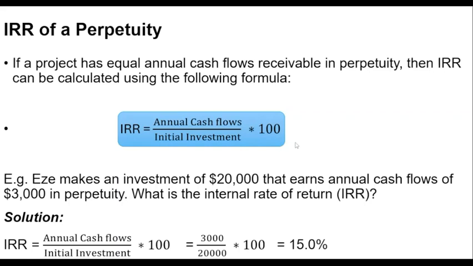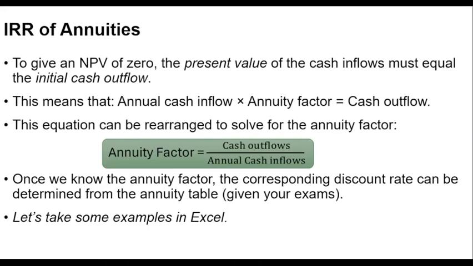That will give you the IRR of a perpetuity. Now, closely related to perpetuity is annuity. Annuity is the same as perpetuity. The only difference is that annuities have a particular year end. So you take your annual regular cash flows up to a particular point in time. That is annuities. All right.